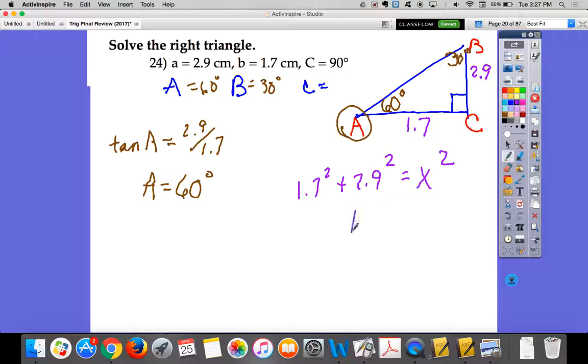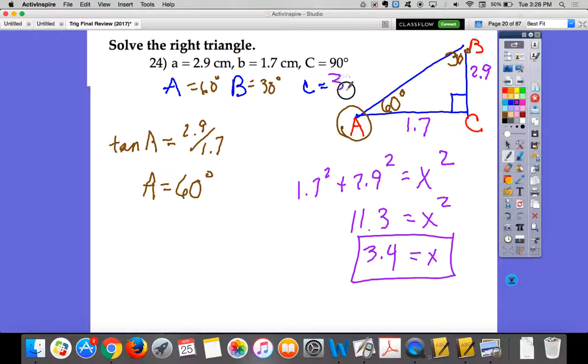You type all that in. I got 11.3 over here. We need to take the square root. Square root of 11.3 is, let's see here, 3.4 when we round it up. Okay, so that solves my triangle. I have all three sides, all three angles.